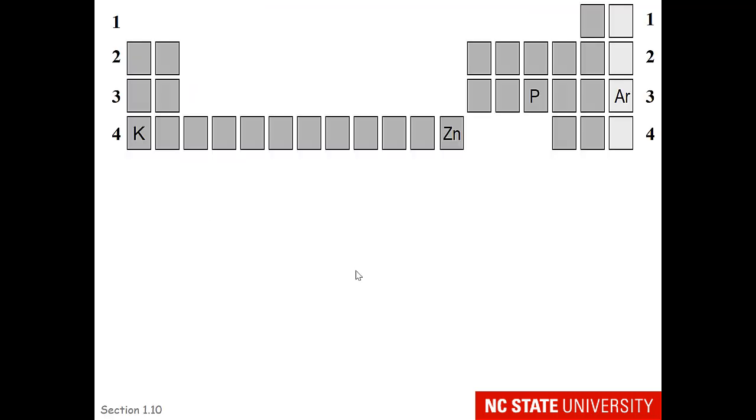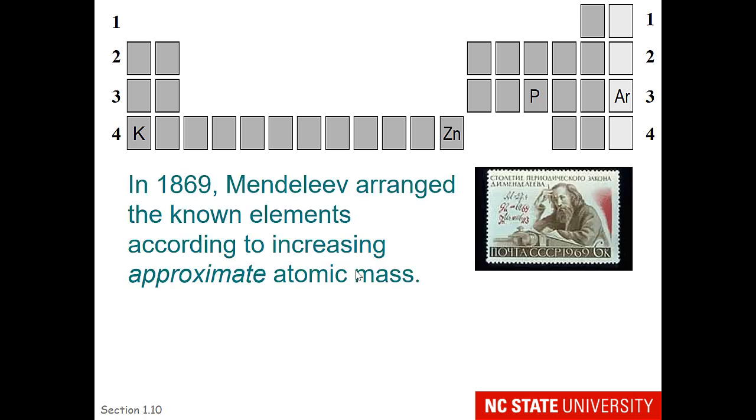So our current arrangement of the periodic table is in increasing atomic number, going from left to right. As far as why some rows have 8 elements and others 18 elements, that will be covered soon in a future lecture. But for right now, let's look at the prototype of the periodic table that was generated in 1869 by Mendeleev. He arranged the known elements at the time according to increasing approximate atomic mass.